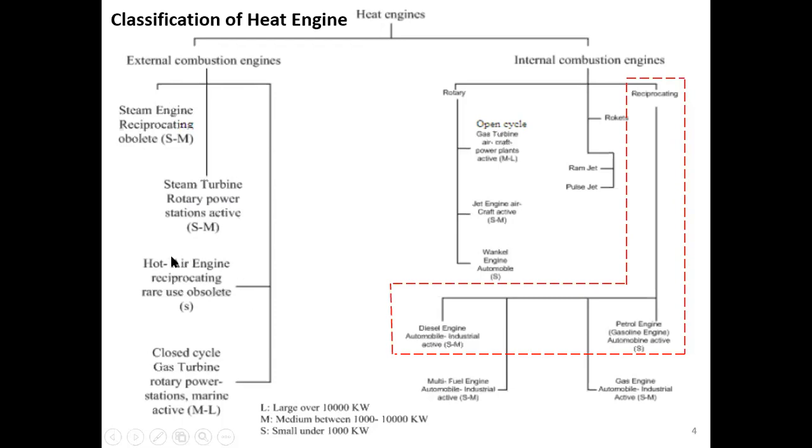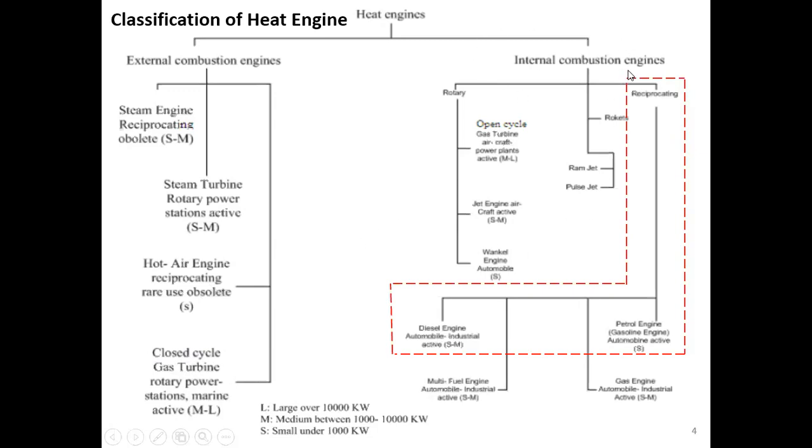We also have the reciprocating hot air engine. That means instead of using steam, we provide the heat to the air and let the hot air go into the engine to create the motion. We also have the closed cycle gas turbine engines, where we provide the heat through heat exchangers, and the working fluid inside the gas turbine cycle receives this heat and flows through the cycle.